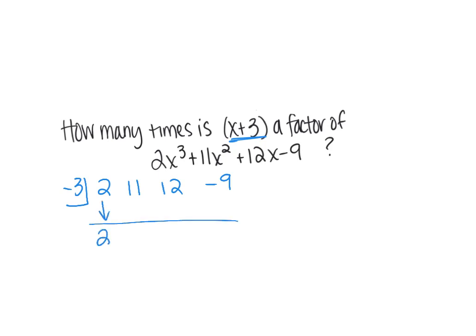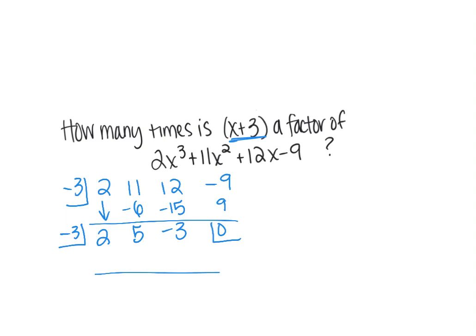Then our synthetic division: bring down the 2, and then we multiply. We add down, we multiply. We add down, we multiply. If we get a remainder of 0, then it was a factor. So here, we know it's a factor at least once. Let's see what happens when we go again.